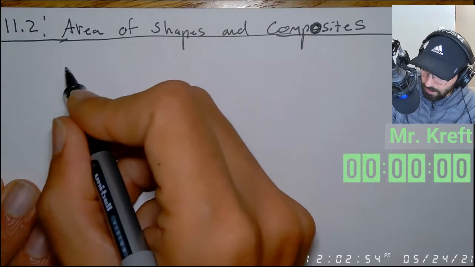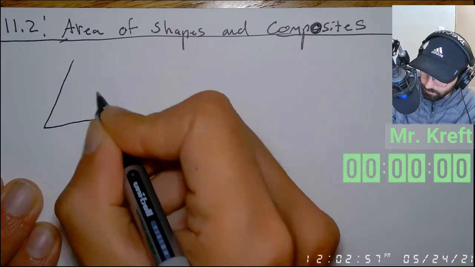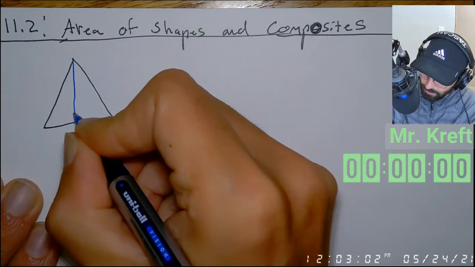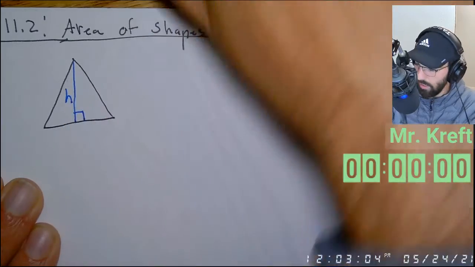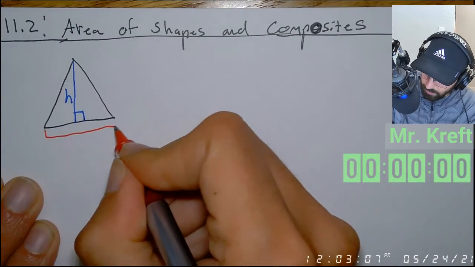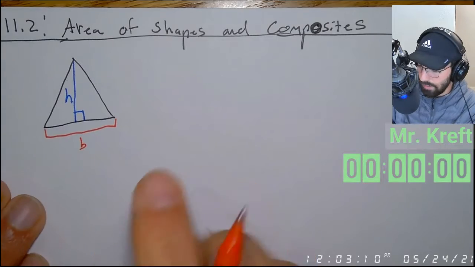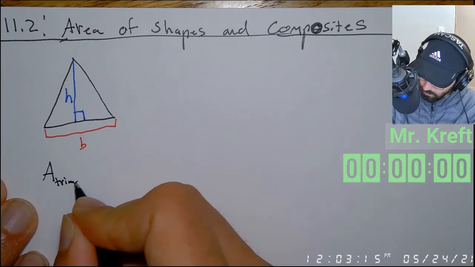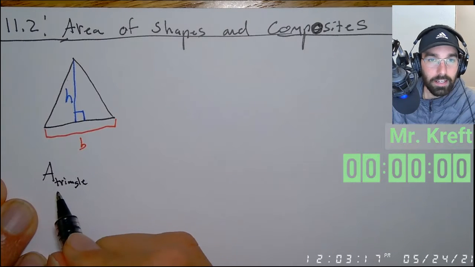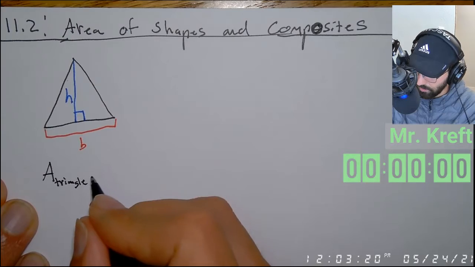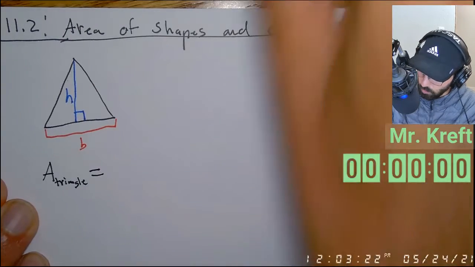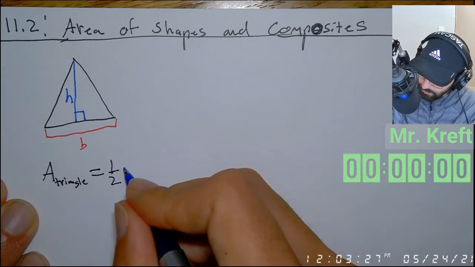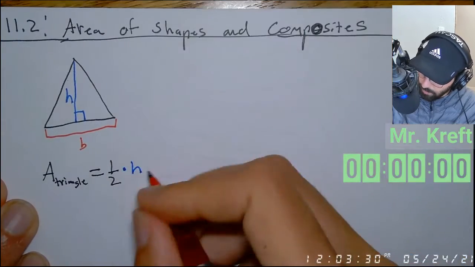So the first one is the area of a triangle. Okay, so if you have a triangle, it's going to have a height, h, and it's going to have a base that is perpendicular to that height, b. And the area of a triangle, so I usually do A, and I do a little tiny subscript. So the area of a triangle equals 1/2 the height times the base.